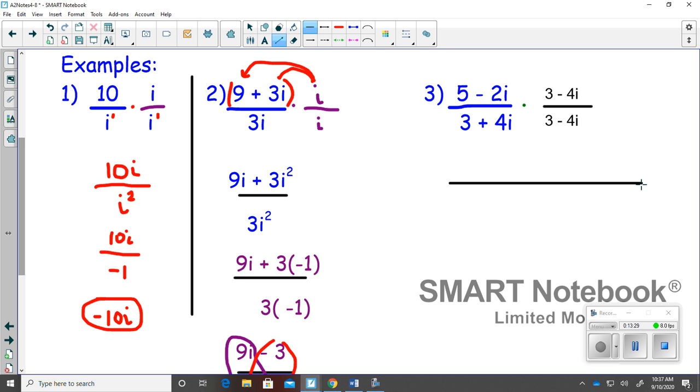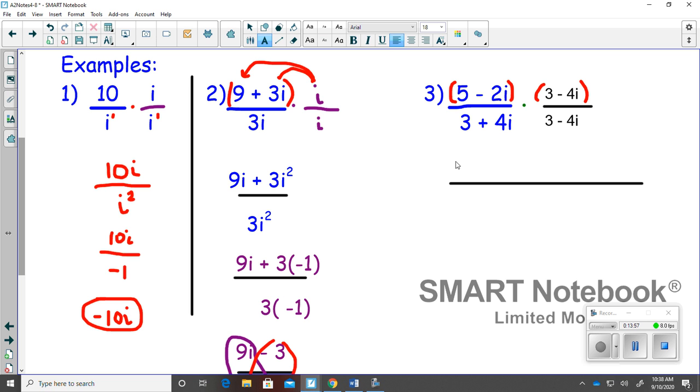Okay, in the numerator, you are now going to see a binomial here, two terms. So basically complex number times a complex number. This goes back to last class's notes. You're just going to do the FOIL method: first, outer, inner, and last. So let's see what happens in this case.